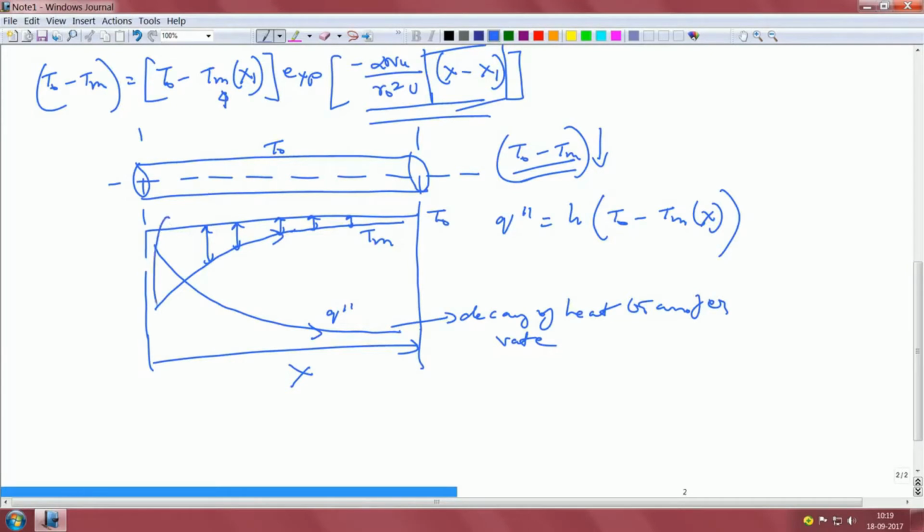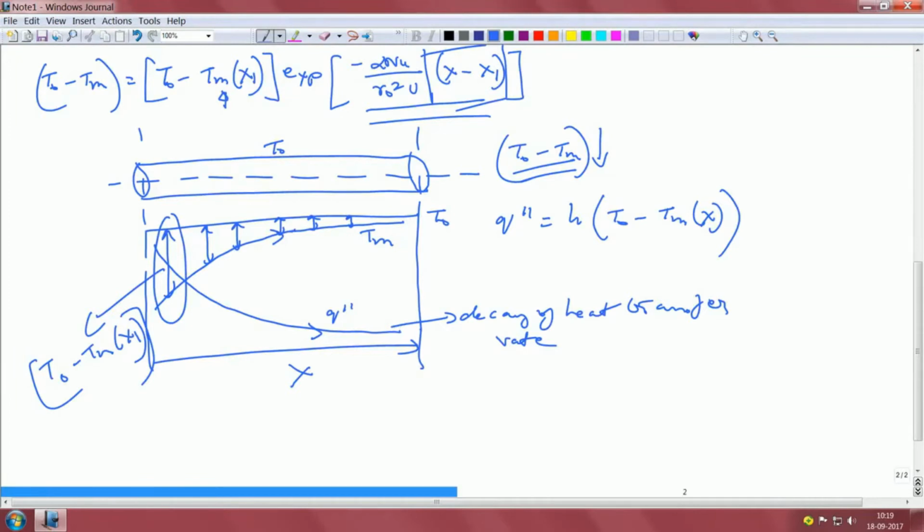So, initial value is this one, say. Let us say this one you can call it as T naught minus Tm at x1, right. It slowly comes down from that particular value, right, from the initial conditions. So, that is an interesting thing.